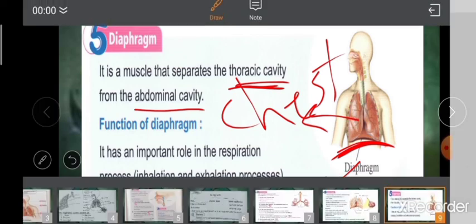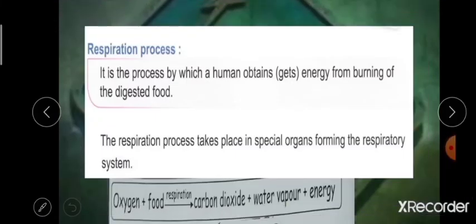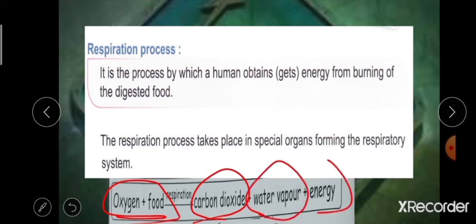Let's sum up what we said again. We said that the respiration process is a process by which we get energy from burning the digested food. It means oxygen plus food. This is called the burning or respiration process. It releases or produces carbon dioxide gas, water vapor, and energy. But to get energy, we eat and breathe.